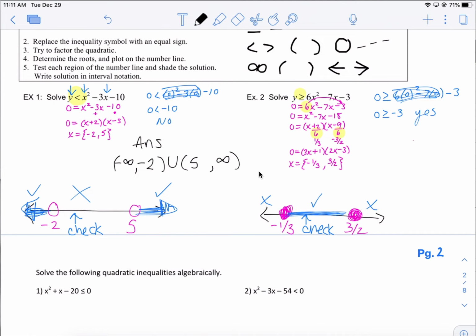When it comes to problem 2, my answer only has 1 interval. Because they're closed circles, I'm going to use my brackets. I start at -1/3 and I end at a +3/2.